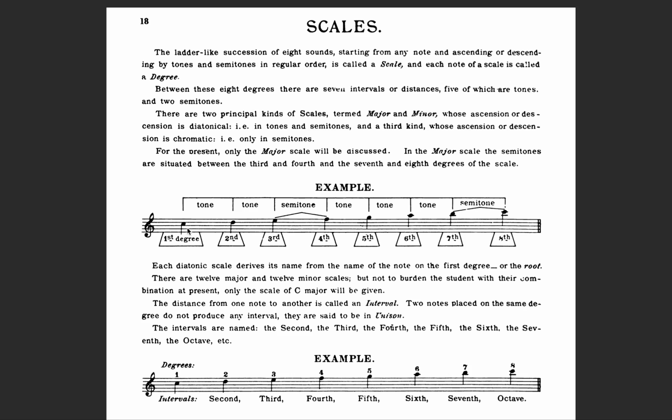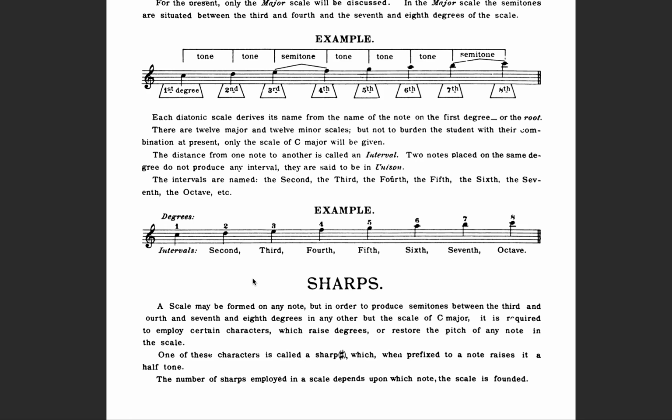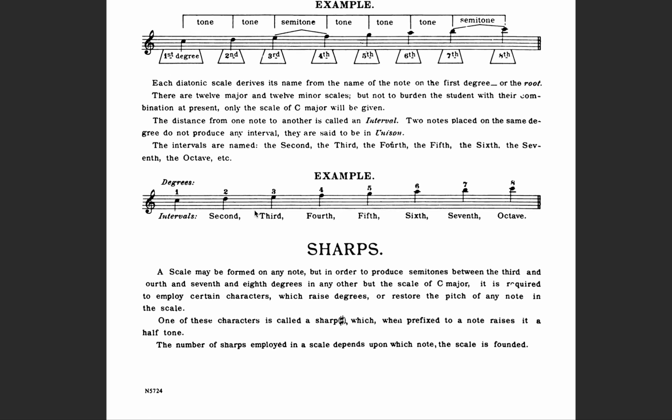In a major scale, we have 2 whole tones here, one here, a semitone, then 3 whole tones in a row, and then a semitone here. Let's move on and look at another word called diatonic. A diatonic scale refers to the name of the note on the first scale degree, or the root. So there are 12 major and 12 minor scales, and we will get to that in a moment.